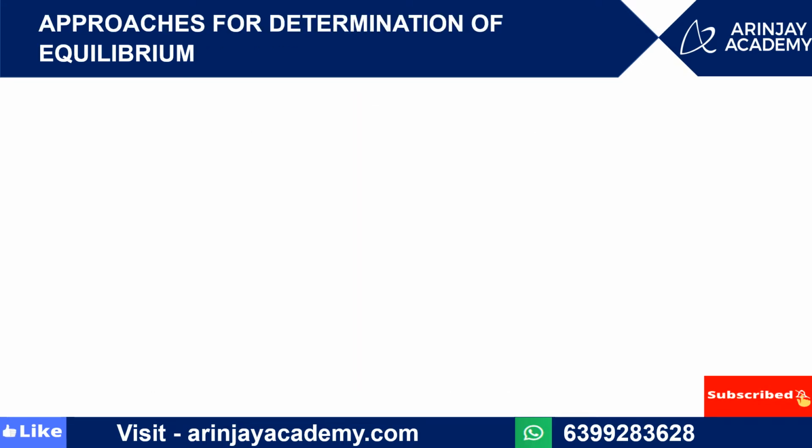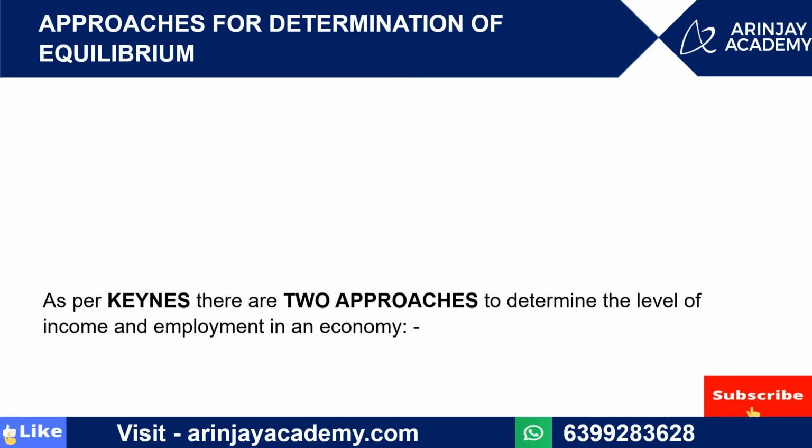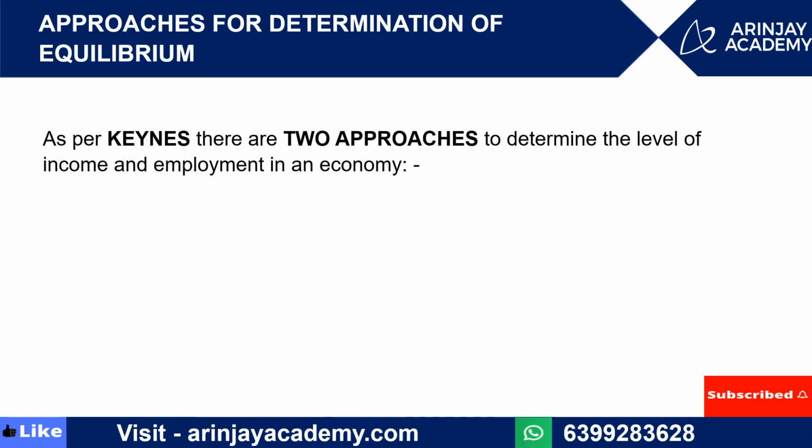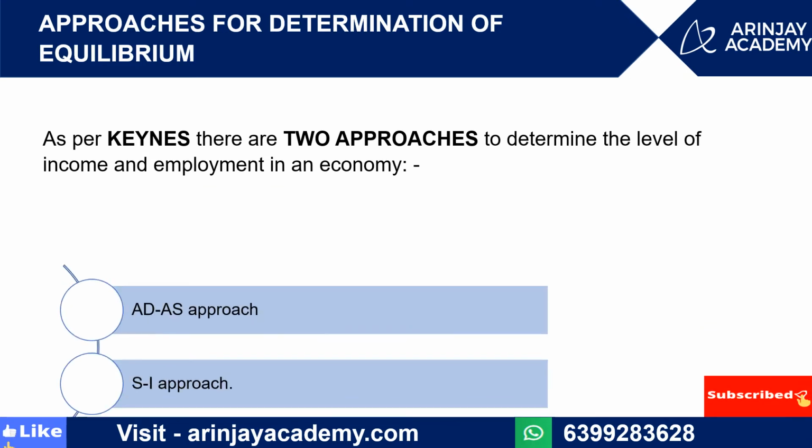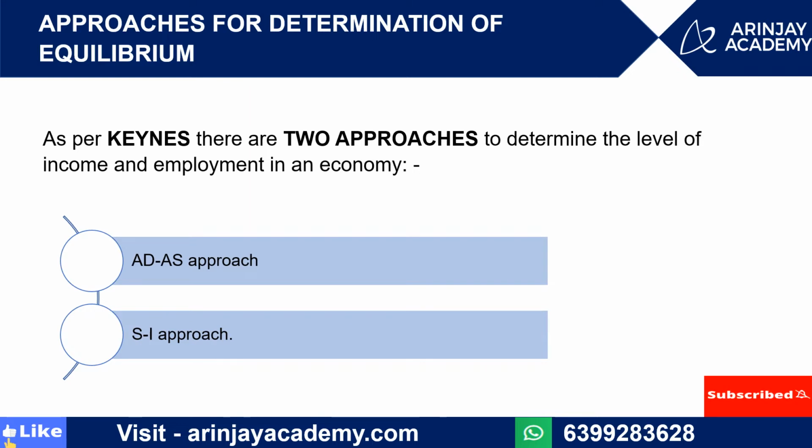Now let's see the approaches for determination of equilibrium. So basically we have two approaches. These approaches are obviously given by Keynes. So the two approaches which are given by Keynes to determine the level of income and employment in an economy are basically the first one, that is ADAS approach, and the second one, that is SI approach. So ADAS approach deals with the aggregate demand and aggregate supply, whereas SI approach deals with savings and investment.